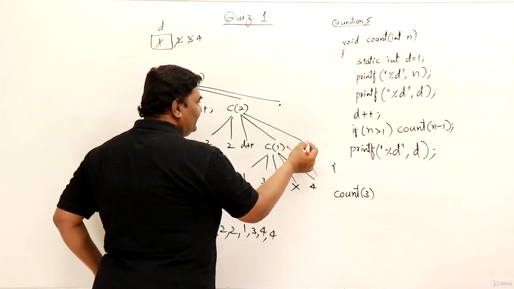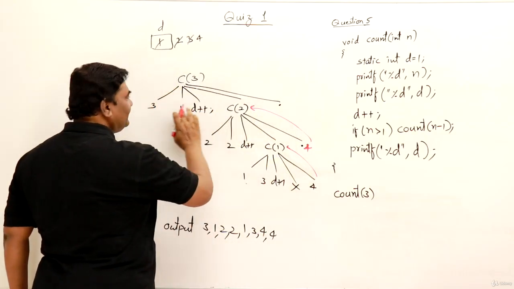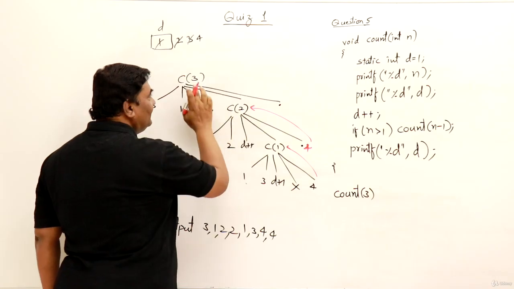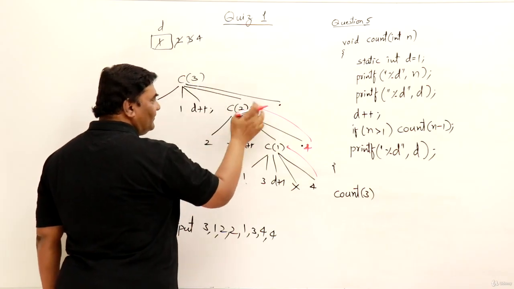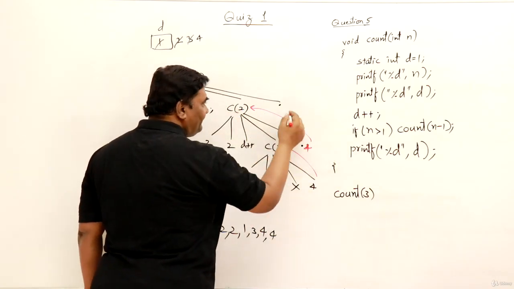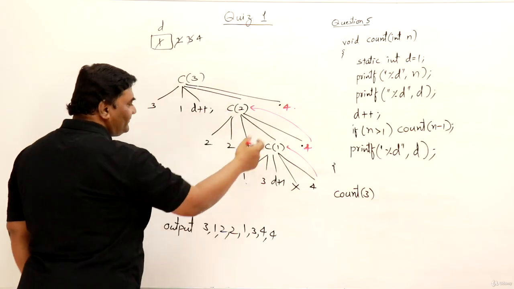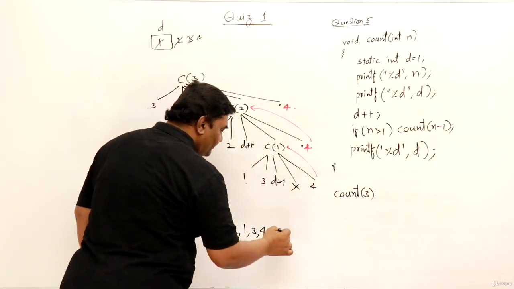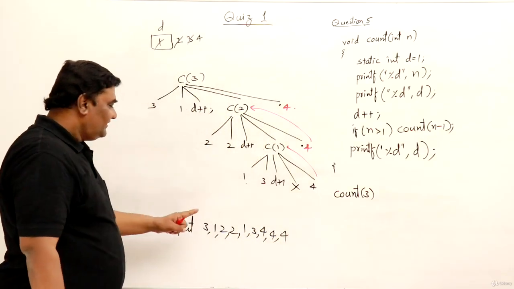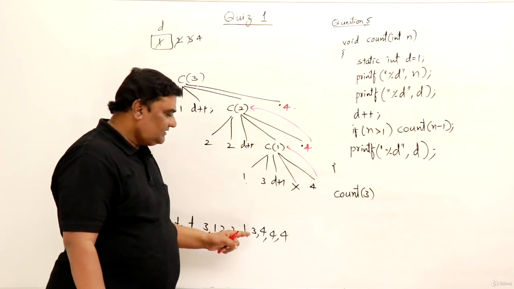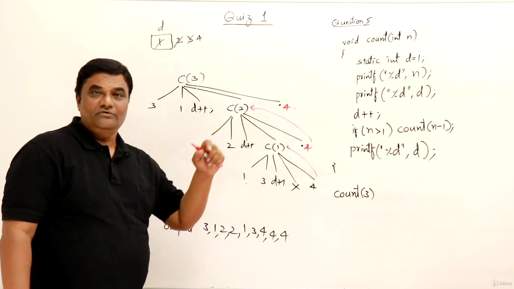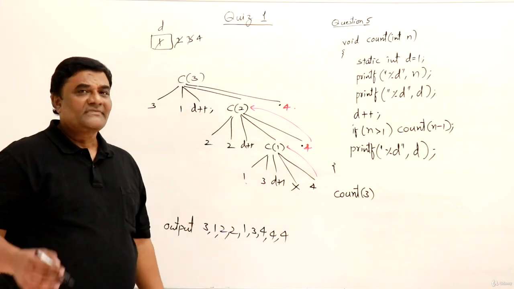Then this call finishes. It goes back in this line, right? It is in this call now. This is over. Next is remaining. What is that? Print. Print what? D. D is how much? 4. So 4 is printed. So the answer is 312213444. So that's all.